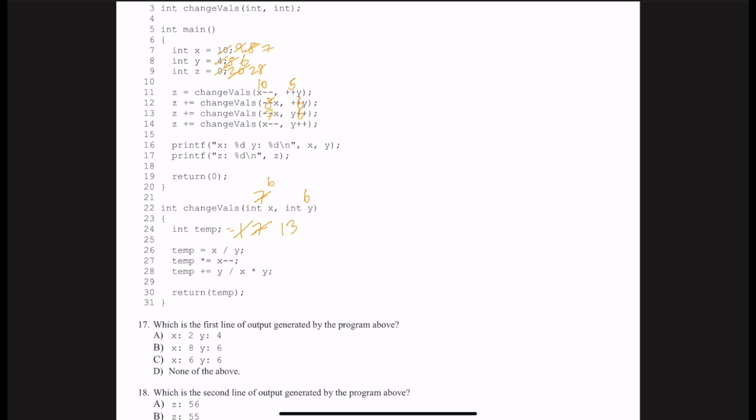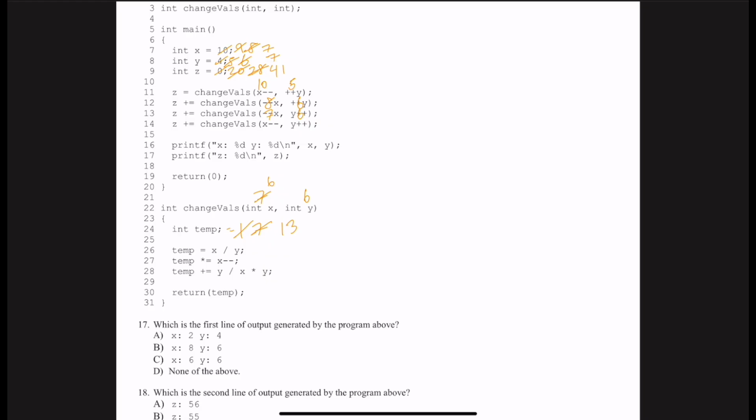So line 28 actually did something. Now we're going to return 13 back, increasing z to 41. This line, line 13, did have a postfix, so now we need to increase y. And now we can move on to line 14.